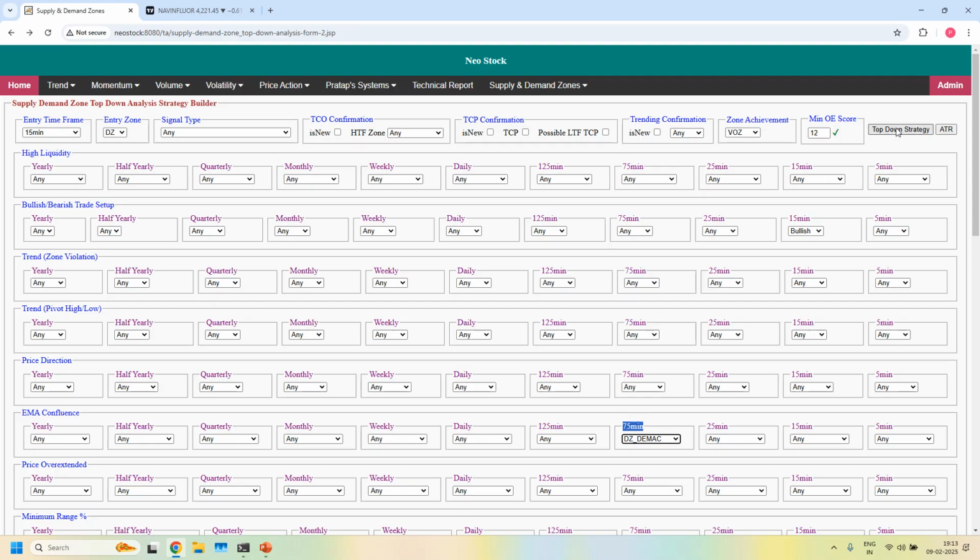Which EMA? Daily EMA confluence. Because the last EMA we should use is daily. Weekly, monthly, daily. Below 75 EMA we don't look, because they are very highly sensitive. So daily is the most proven one.